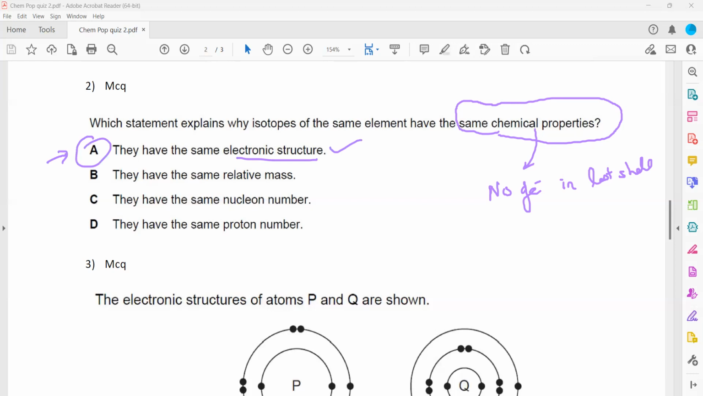What about option B? They have the same relative mass. That is wrong. They don't have the same mass. They have the same nucleon number? Nucleon number is not the same, that is different for isotopes. And they have the same proton number. That's true, this statement is true, but that does not give an explanation for the same chemical properties. So chemical properties totally depend on the number of electrons in the last shell.